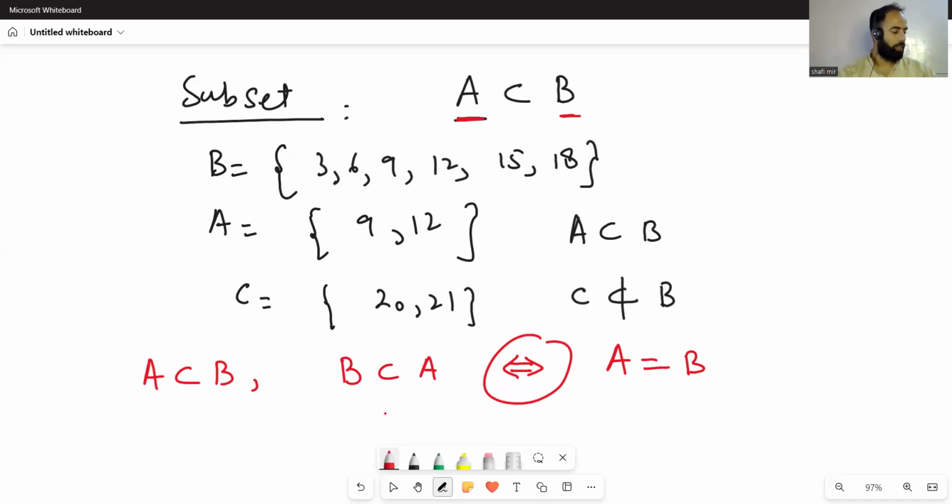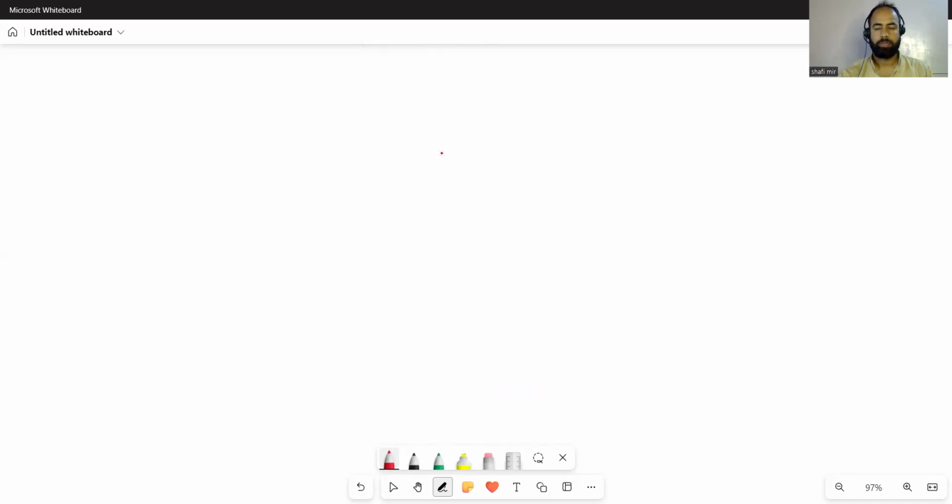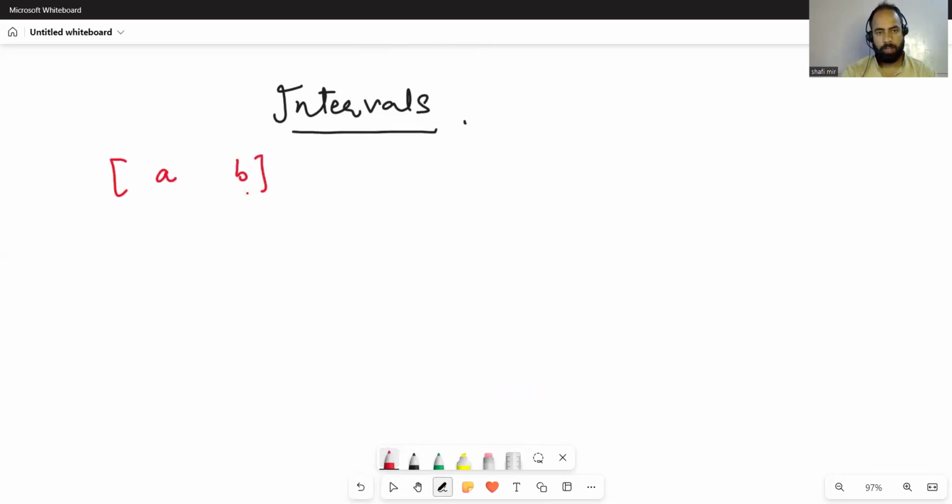Now we will understand one important terminology very often used in set theory, that's intervals. A, B in square brackets is called a closed interval. This simply means all the elements from A to B, with A and B included.